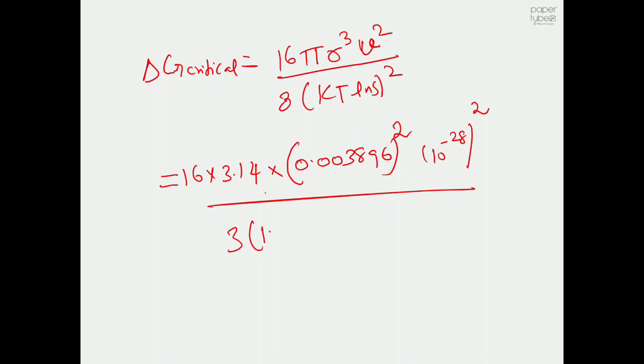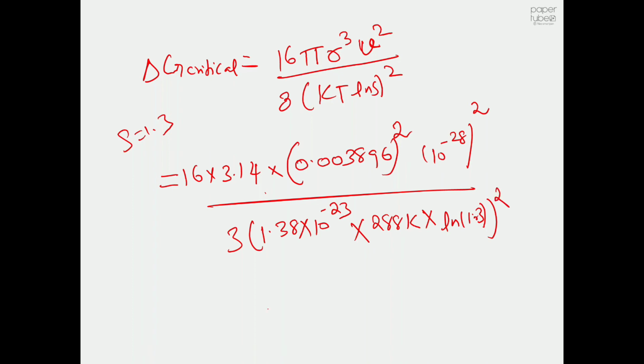Your Boltzmann constant, I should remember this. 1.38 times 10 to the power of minus 23, into our temperature, which is 288 Kelvin, multiplied by, let's calculate the free energy when supersaturation is 1.3, so ln of 1.3, the whole square. Whatever value you get will be the delta G critical at supersaturation of 1.3.